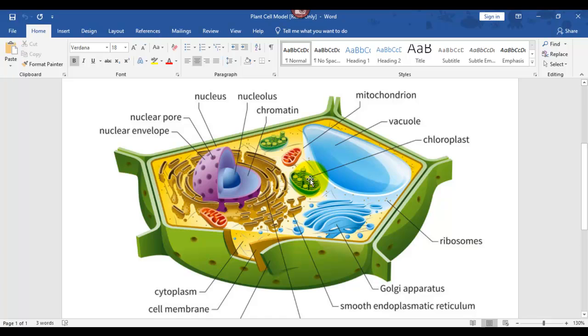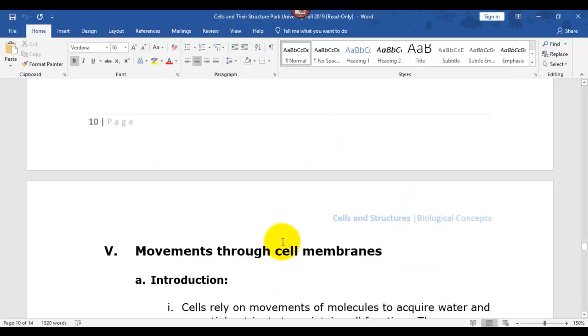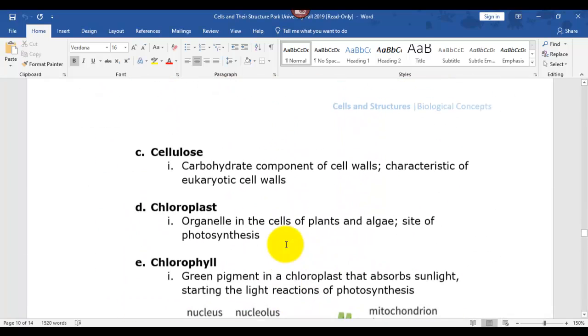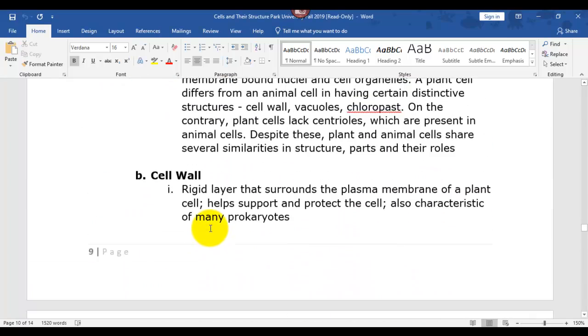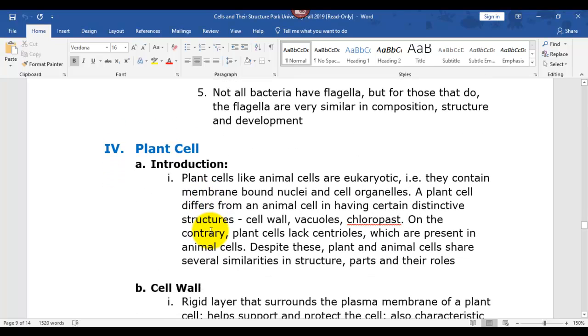That's the part that had the stacks. They're called thylakoids. The stacks are grana, but they're filled with chlorophyll. They absorb light, and that's where photosynthesis occurs. So really what's listed there are probably the important things to know. It says plant cells, like animal cells, are eukaryotic.